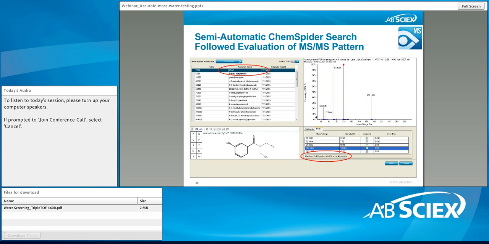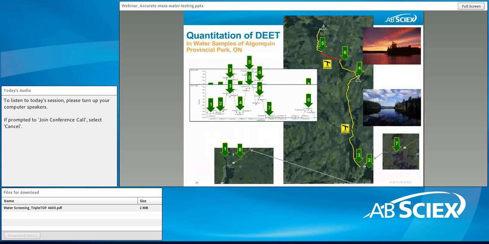And then, of course, in the next step, we will need to get a standard, which we did, and then we confirm it by injecting a standard into the same technique and compare chromatographic retention time and also the accurate mass MS and MS-MS information. And once we also have a standard, then we can perform a quantitative analysis.